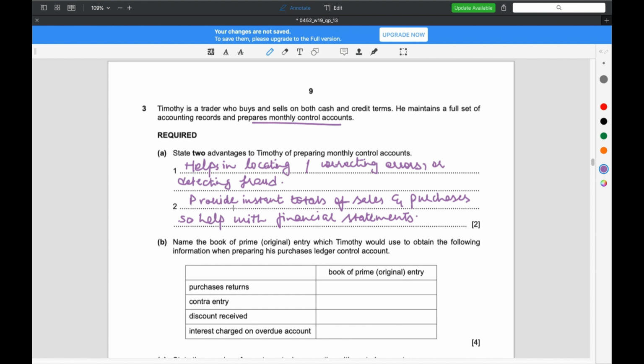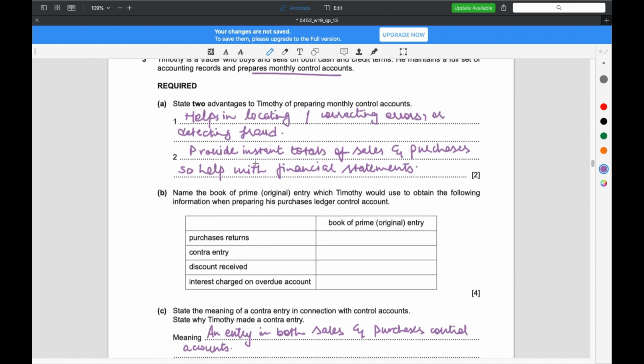Okay. And the second advantage can be that the control accounts actually give you an instant total of the sales or purchases, whatever control account it is of, and so they help you in preparing the financial statements. They give you the total of sales and purchases. You can just put them on the income statement or the balance sheet, and then you can calculate profit, whatever you want. Okay. All right.